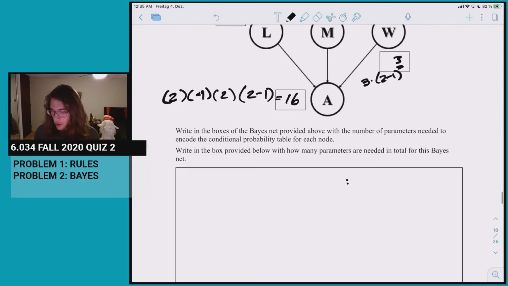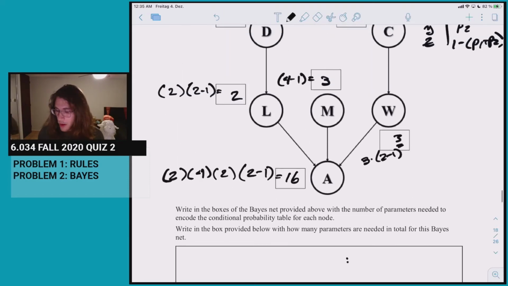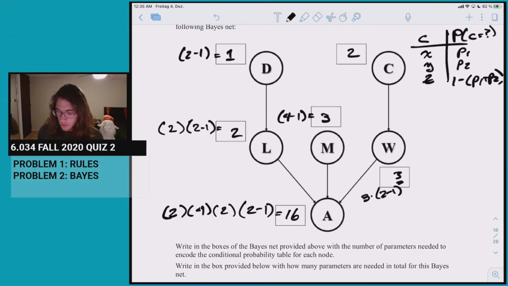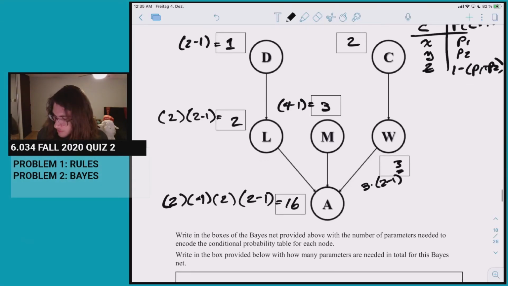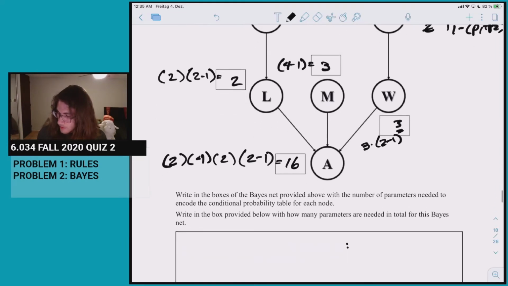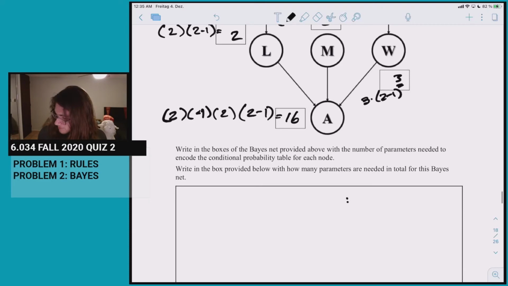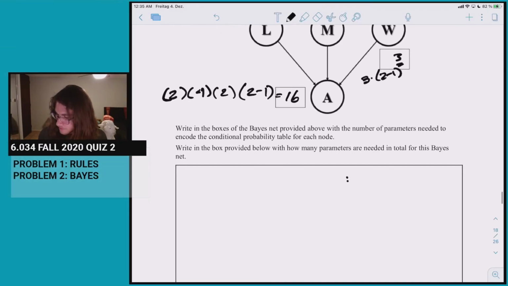And now here at the bottom it just says what is the total number of parameters, and this is just reading them off. So it would be 1 plus 2 plus 2, that's 5, plus 3, that's 8, 11, 27.